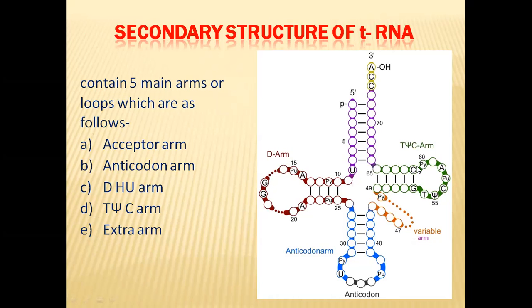For example, the T arm has 5 nitrogenous base pairings, the D arm has 4, the anticodon arm has 5, and the acceptor arm has 7. These base pairings and the number of free nucleotides are the same in all 20 different tRNA molecules. What changes in the 20 different tRNA molecules is this extra arm only. So this is about the secondary structure of tRNA.